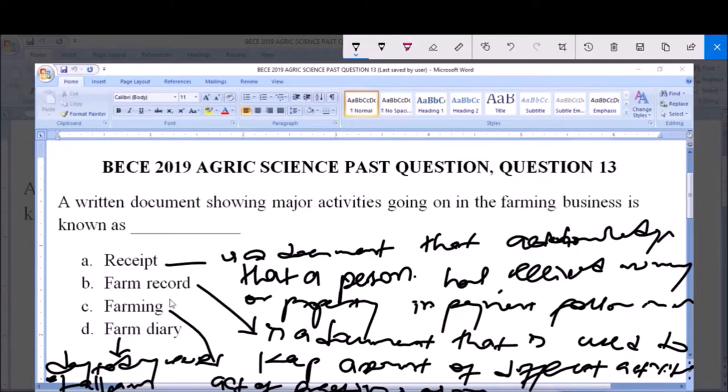Now from what we've described, you see that option B, farm record, is the most suitable answer, because farm record is a document that is used to keep account of all activities going on in the farm. We would have picked farm diary, but farm diary is a day-to-day record, and the question says a written document showing major activities going on the farm. So therefore our answer to this question is option B, farm record. It's a document that keeps account of all activities going on the farm.